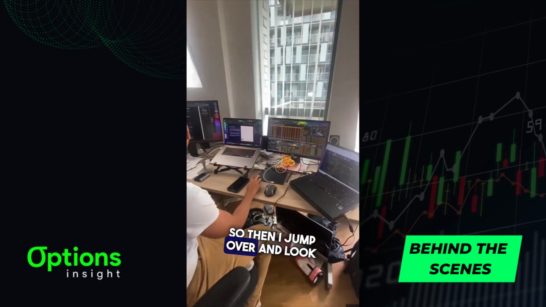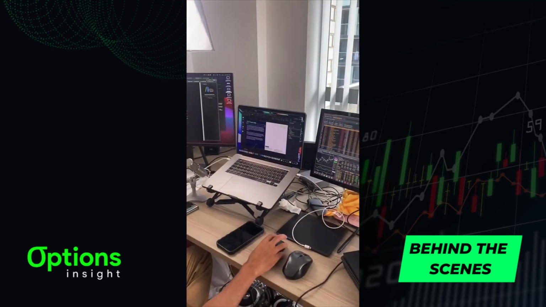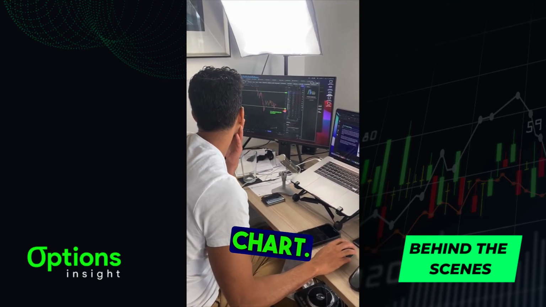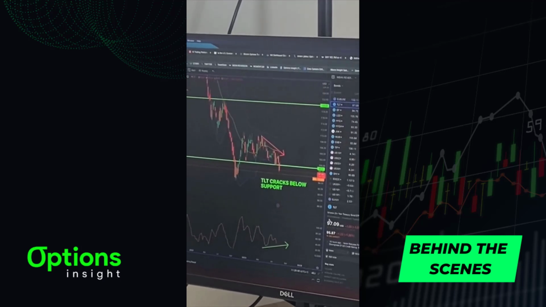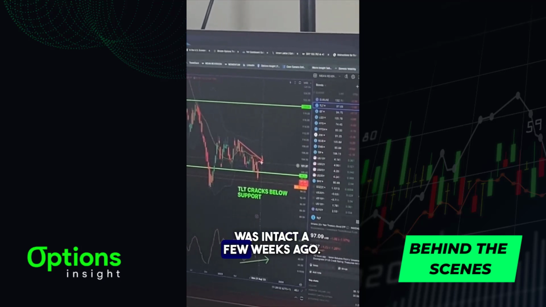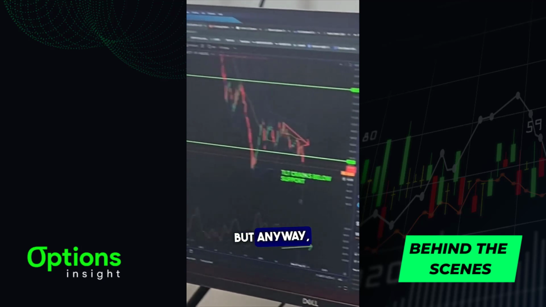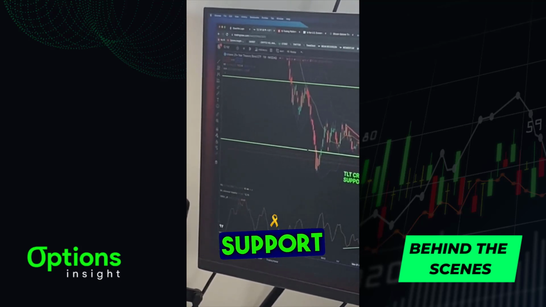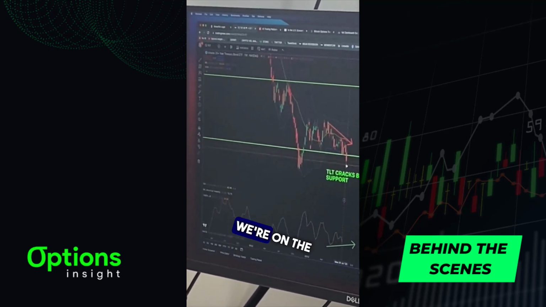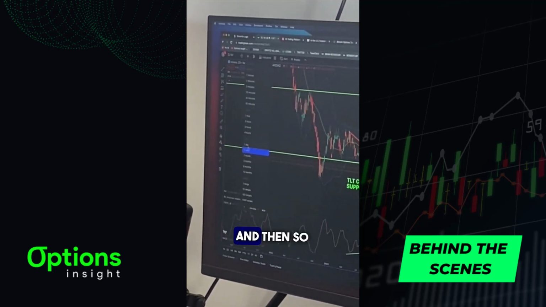So then I jump over and look at the chart on TLT in a bit more detail. So here, TLT chart. I mentioned that I thought this short-term downtrend was intact a few weeks ago. Annoyingly, I didn't short the damn thing, right? But anyway, we've cracked below this 99 support level here. So the question is, whilst obviously we're oversold, we're on the lower Bollinger Band, on the daily we were, and then I zoomed out as well.